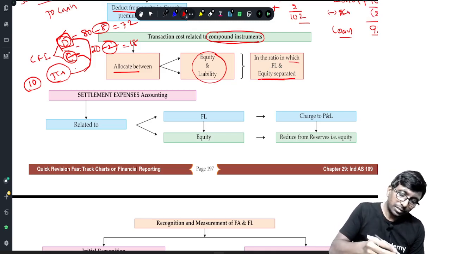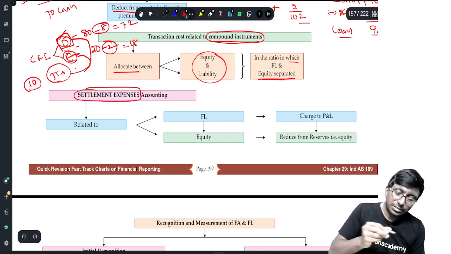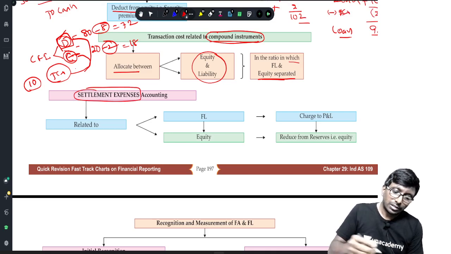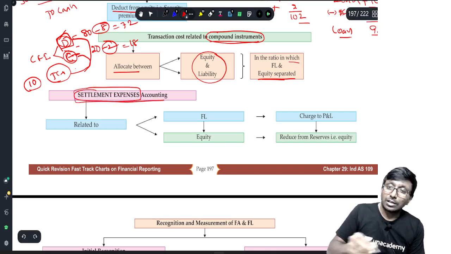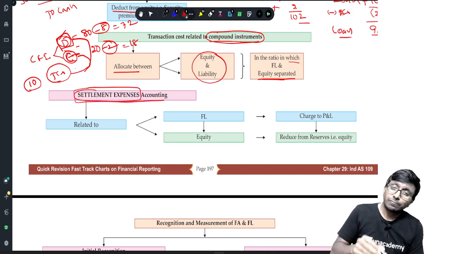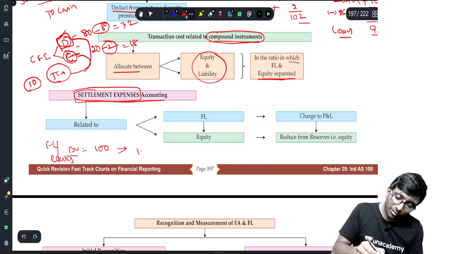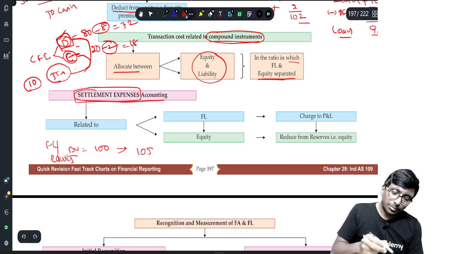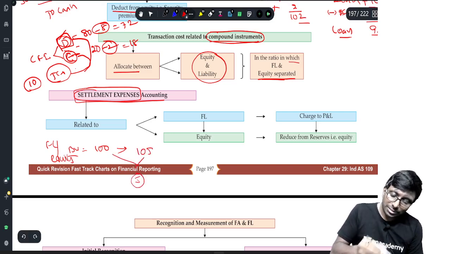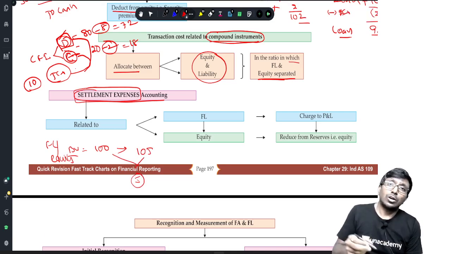Next, settlement expenses. Settlement expenses means when you are paying, suppose my book value is 100 rupees, and I am closing this financial liability or equity, whatever it is, by paying 105 rupees. That means I have paid 5 rupees in excess. So then what should I do?